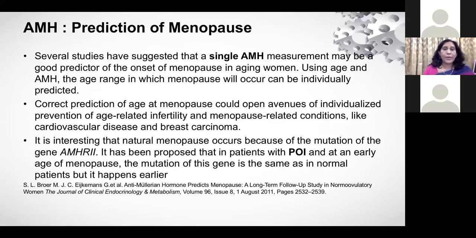Now, another very good use of AMH is prediction of menopause. So several studies have suggested that a single AMH measurement may be a good predictor of the onset of menopause in aging women. And correct prediction of age at menopause could open avenues of individualized prevention of age-related infertility and menopause-related conditions like cardiovascular disease and breast carcinoma.